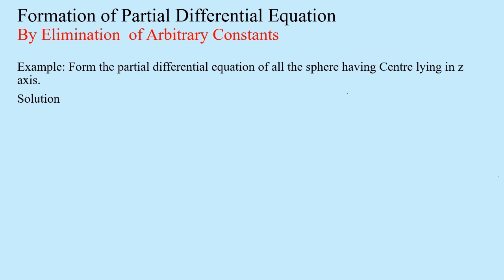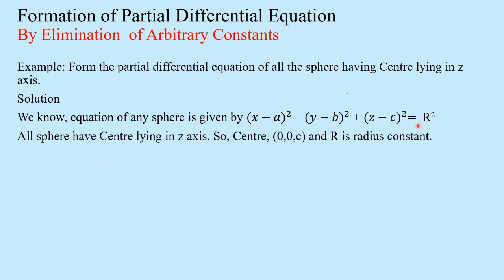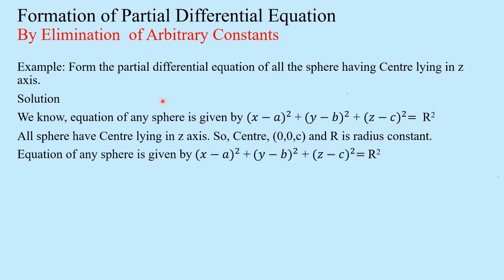Now in this example, form the partial differential equation of all the spheres having center lying in z axis. So here we know for any general equation of sphere is this. And here all the spheres have center lying in z axis, which means x axis and y axis we have to consider as 0. So only c will be there, and radius is constant.